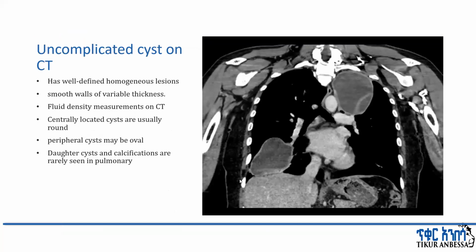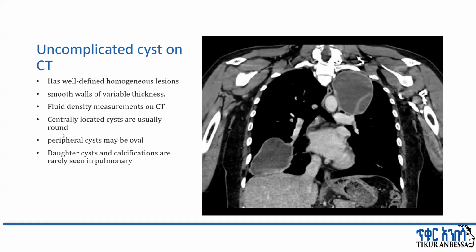Let's see the uncomplicated cysts on CT. You can see in the right lower lobe a homogeneous, slightly enhancing rim with water density, oval-shaped cyst. Here is another, well-defined, in the left upper lobe. These are uncomplicated. Hydatid cyst has well-defined homogeneous lesions, a smooth wall of various thickness, and fluid density measurement on CT.